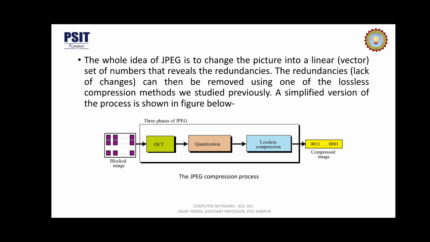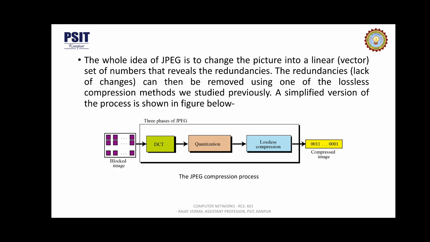Now the whole idea of the JPEG compression process is to change the picture into a linear set of numbers that reveal the redundancies. Here the linear set corresponds to vector values. The redundancies, that is the duplicate values, meaning the lack of changes, can then be removed by using any one of the lossless compression methods we studied previously. A simplified version of this process is shown in the figure below.